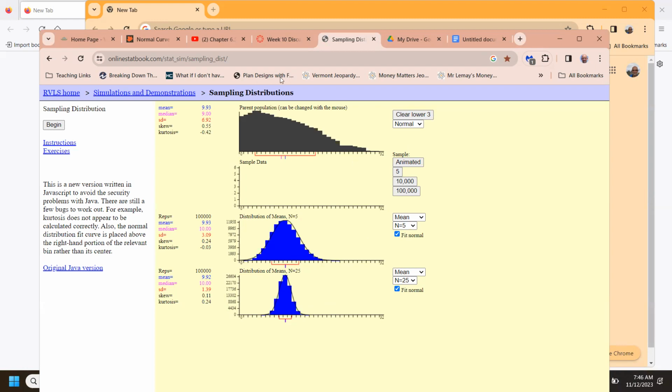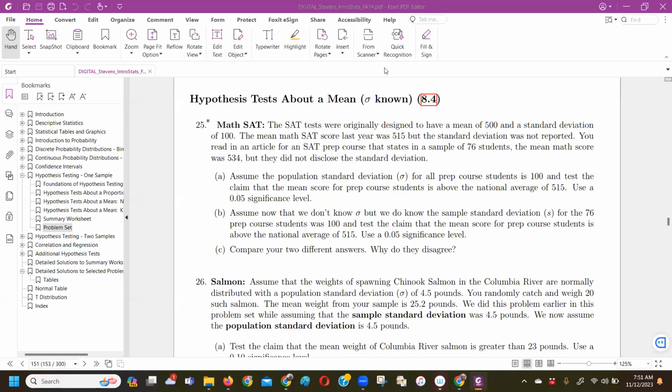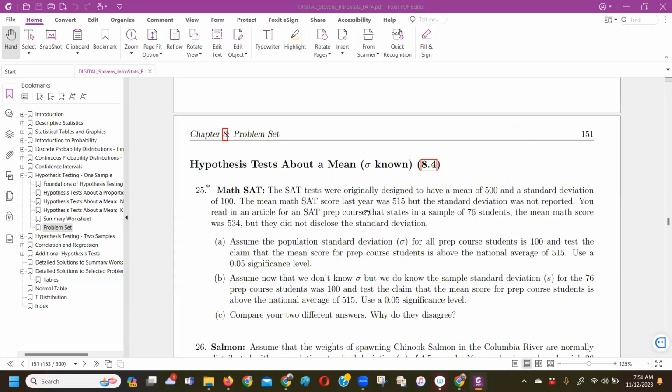Okay, so let me stop. I'm going to pull up a problem out of the textbook, and we'll walk through that. The first one I'm going to work on is on page 151, number 25, about SAT scores. They're telling us that the mean SAT score is 500 and the standard deviation is 100. And then the mean SAT score for all the people that took the SAT test that year was 515, but they didn't tell us the standard deviation. He just didn't want to confuse you with two standard deviations.